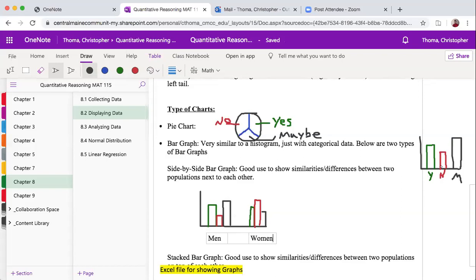And same with my pie chart. No, yes, maybe. Yes, no, maybe. So this one would represent everyone together, right? So there's my total of my survey results. And then I can create a side-by-side to break it into my groups. And that's really the only difference of these kind of things.